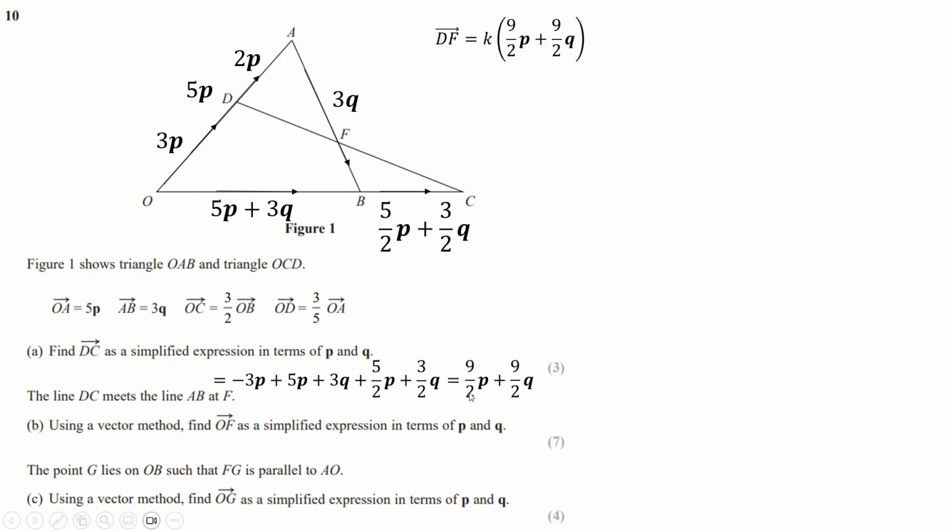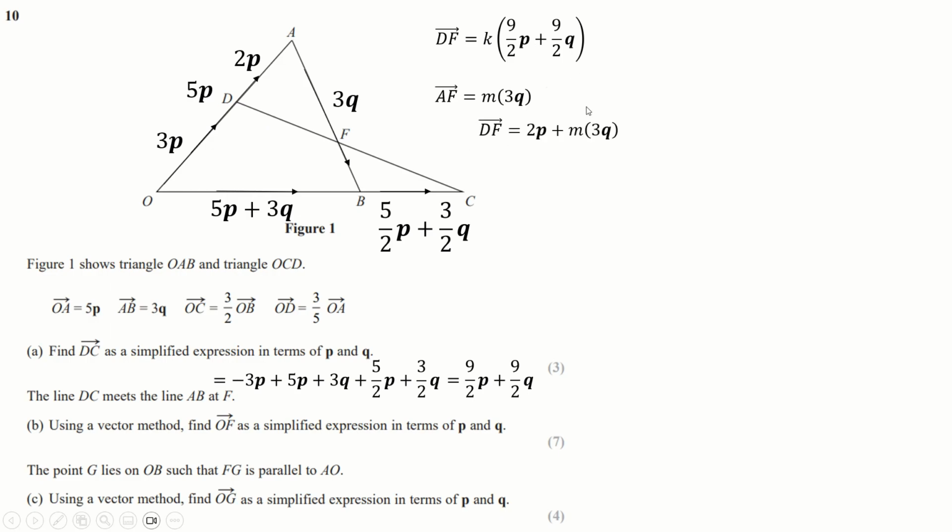And D to C is what we just wrote down here. So it's some amount k, maybe like 0.6 of it, but it's some amount of this entire vector here, that's D to F. And now another way to describe D to F, well, A to B is 3q, so A to F is just some amount of 3q, I'll call it m. And then D to F is clearly 2p plus that some amount of 3q.